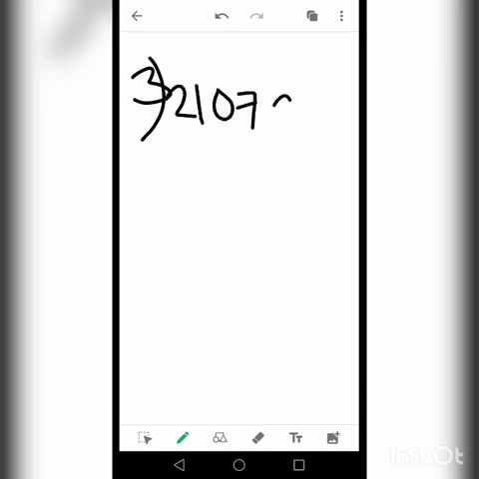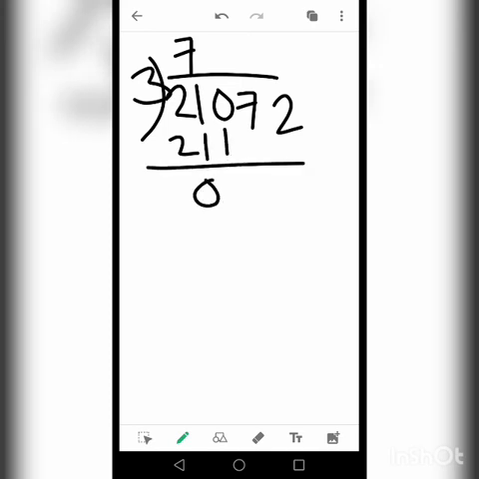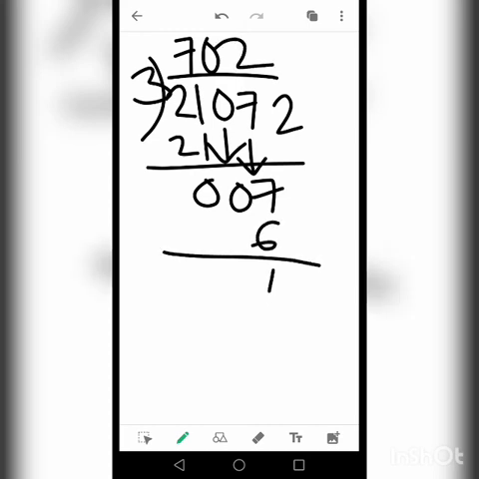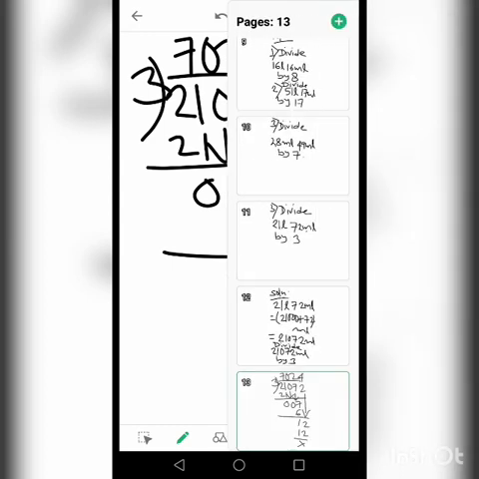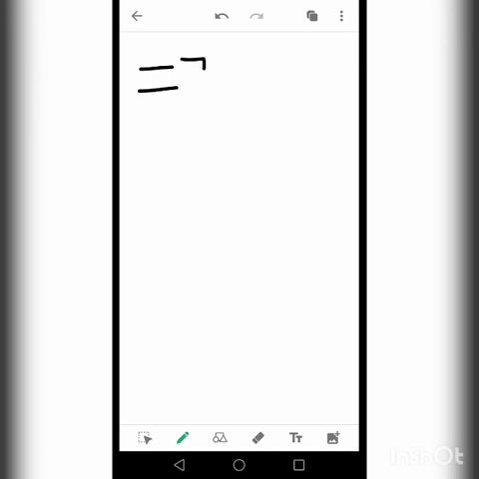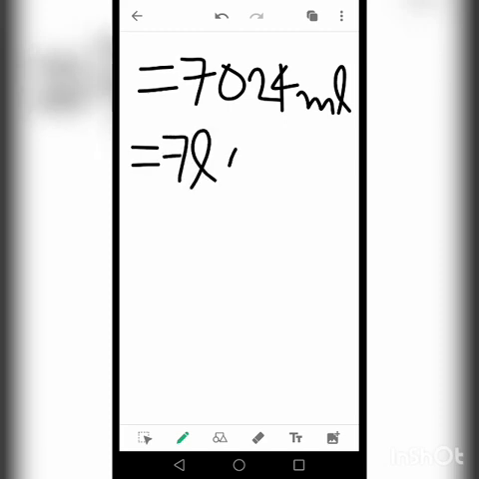Arrange them in division form. 3 7s are 21, 0, put down 0, take down 7, 3 2s are 6, take down 2, 3 4s are 12. So finally you are getting 7024 ml. Now you convert it into liters and milliliters. Directly you can get 7 liter 24 ml.